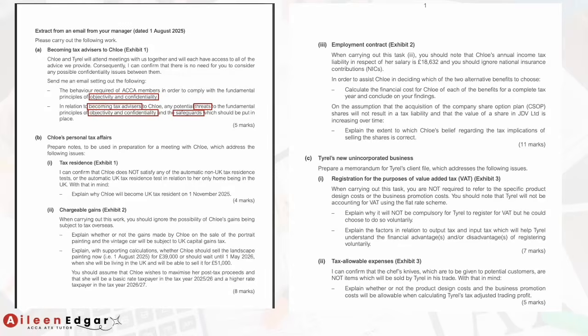So even if it wasn't the first requirement here, I'd be tempted to do it first in the exam. It would calm my nerves and I know I'd be able to do it pretty quickly. You'd then have 5 remaining tasks to do. 3 tasks to do with Chloe's personal tax affairs, 2 tasks to do with Tyrrell's unincorporated business.